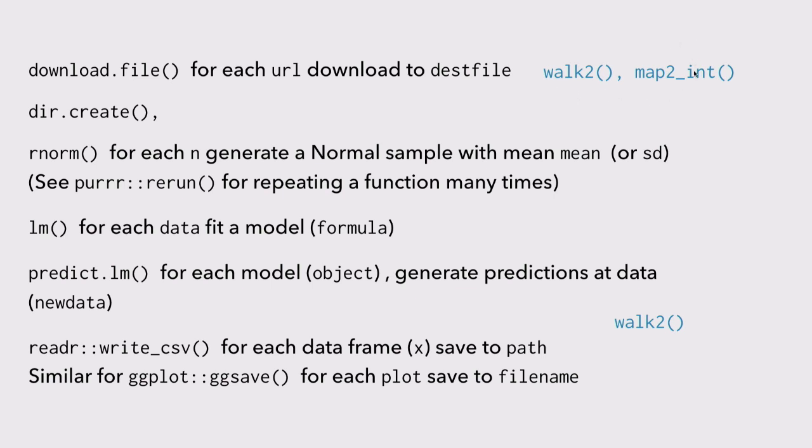It might be a little safer to use map2_int, because download.file does return an integer that's a code on whether it was successful or not. That might be something you want to check before you move on and assume that they all downloaded.